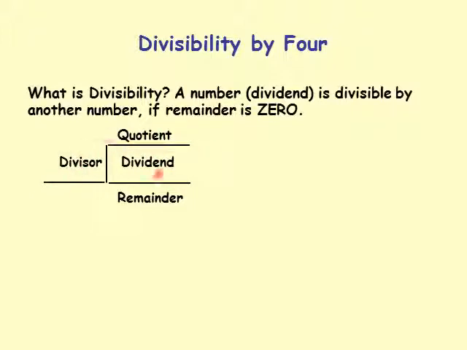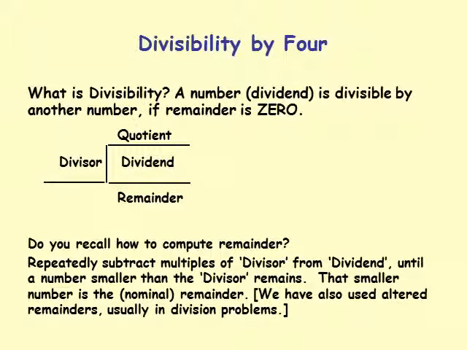So in division we divide a dividend by a divisor and the answer is a quotient with the remainder at the end. That's from Glover's book. Let's continue. Do you recall how to compute the remainder? We repeatedly subtract multiples of the divisor from the dividend until a number smaller than the divisor remains, and that smaller number is the nominal remainder.